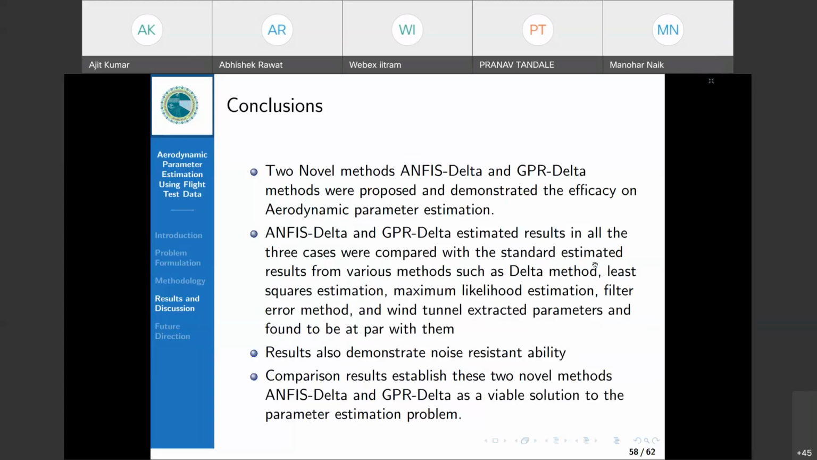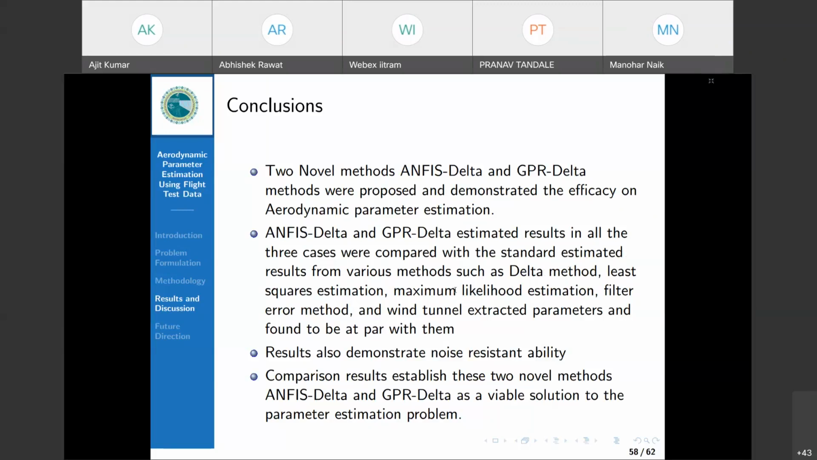After that, we can conclude that the two novel methods which we discussed here, ANFIS delta and GPR delta, were proposed and demonstrated their efficacy on aerodynamic parameter estimation. These two methods were applied in three different cases: lateral directional parameter estimation from Hansa 3 aircraft, longitudinal aerodynamic parameter estimation from Hansa 3 aircraft, and longitudinal parameter estimation again for HFB 320 aircraft. We also compared with the traditional methods like least squares, maximum likelihood estimation, filter error method, and wind tunnel extracted parameters, and we found that they were comparable to the previous, older methods.